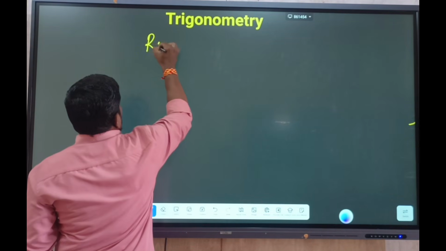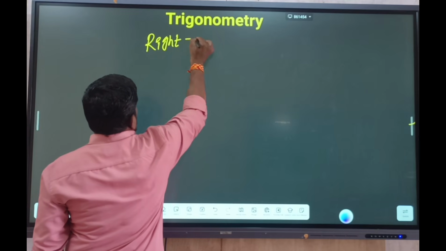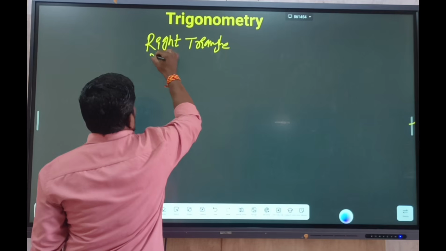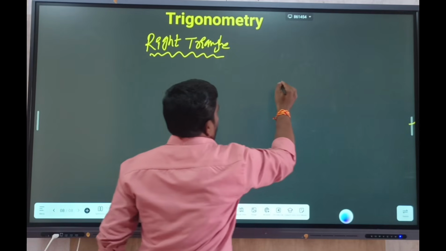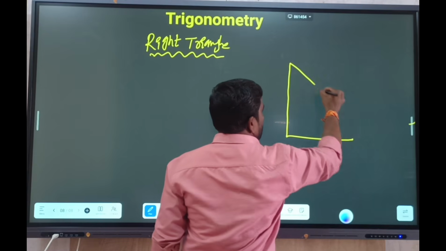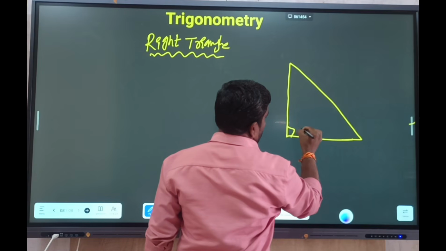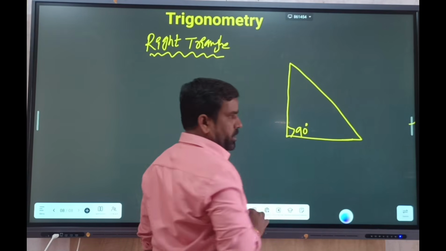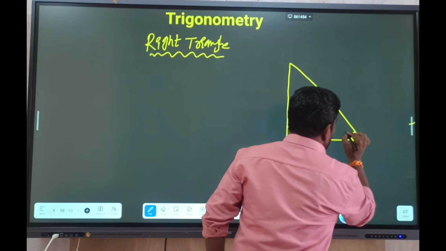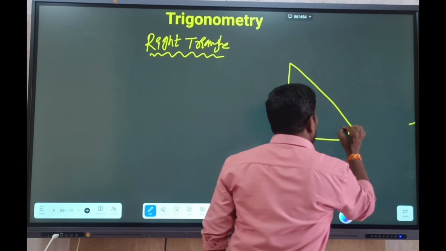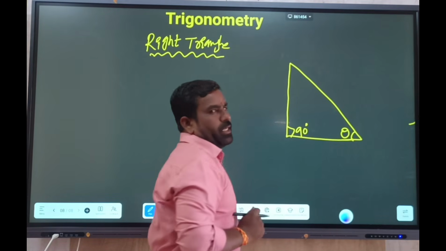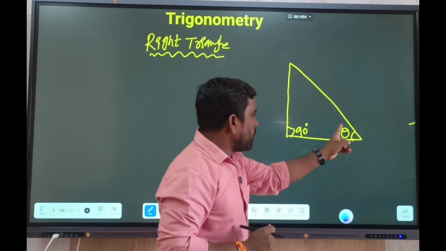So right triangle. Now I am taking, for example, this is a right triangle. So here this is exactly 90 degrees. Remaining, here now I am taking theta. Taking theta here is possible, but don't take it here. Why? Because there is already 90 degrees here. So here 90 degrees, and here theta.